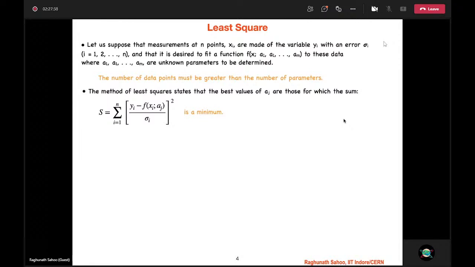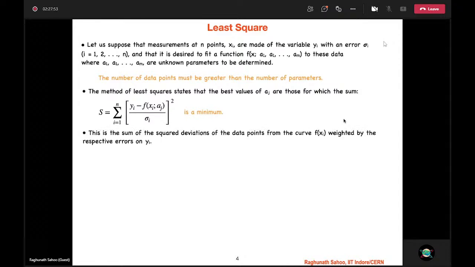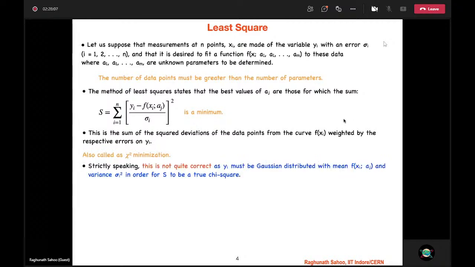That means your measurement should be as close to the theoretical formula as possible. That is the whole procedure: my function should be the best function, the best fit to the data points. So this is the sum of the square deviations of the data points from the curve f(xi), weighted by the respective errors on yi. This is also called chi-square minimization because we have seen this kind of function.